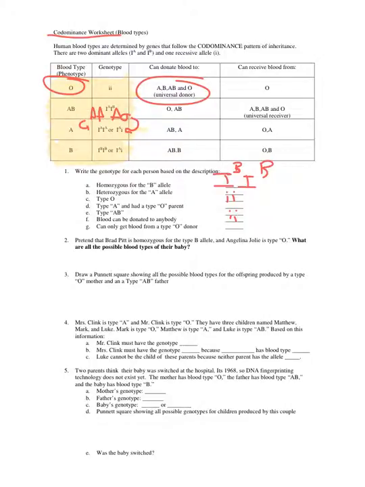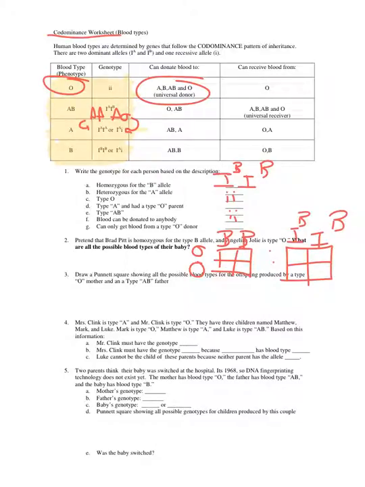All right, so let's talk about Brad Pitt and Angelina Jolie. Brad Pitt is homozygous for the type B allele, and Angelina Jolie is type O. What are the possible blood types of their baby? Okay, so I'm going to write this both ways. He is either BB, and she is OO. Or if we write the new notation that we just learned, he is I^B I^B, and she is lowercase i, lowercase i. Okay, either way, we're going to get the same answer.